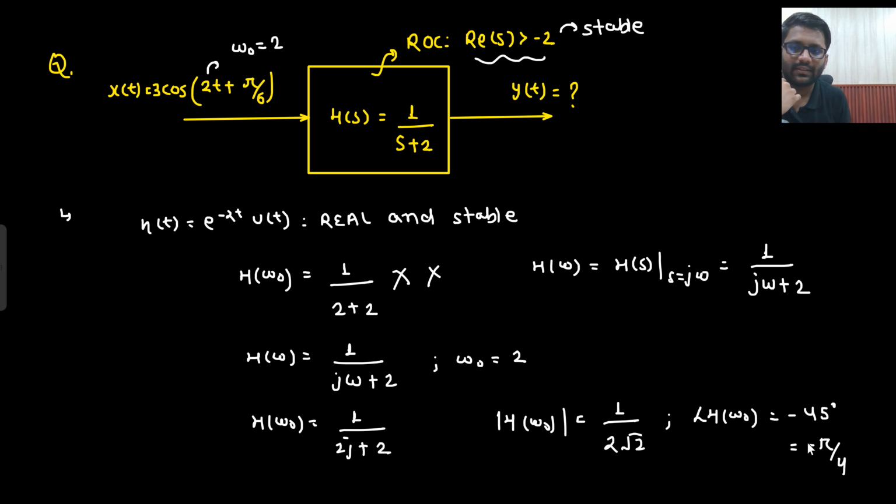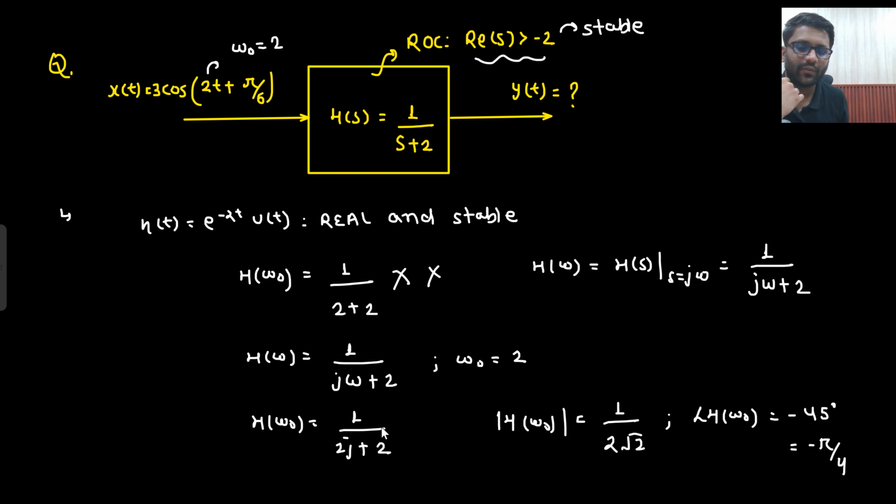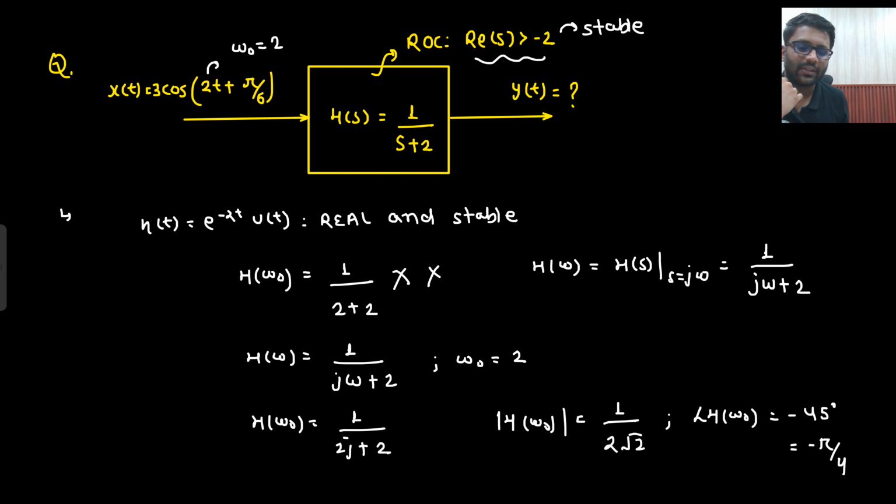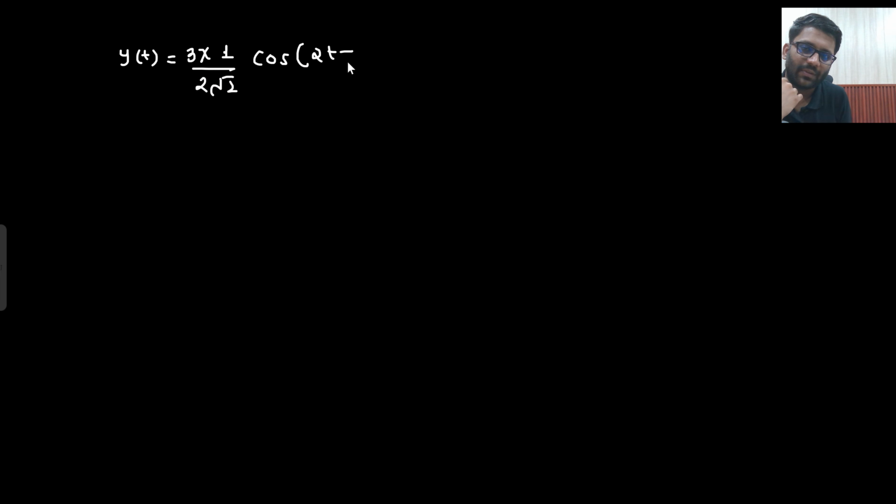So now what will be your output y(t)? The output y(t) will simply be, whatever the constant factor is there, 3 is there. Now this constant factor in the magnitude will be multiplied with h of omega naught, so it will be multiplied with 1 by 2 root 2. Then whatever cos is there, the same will come: 2t plus pi by 6. Just another phase will be subtracted, which is pi by 4.